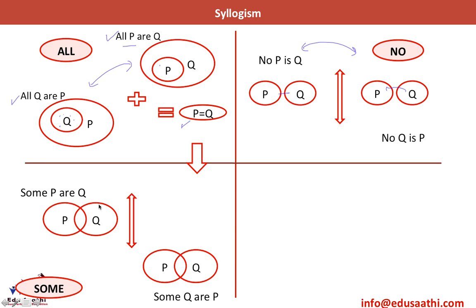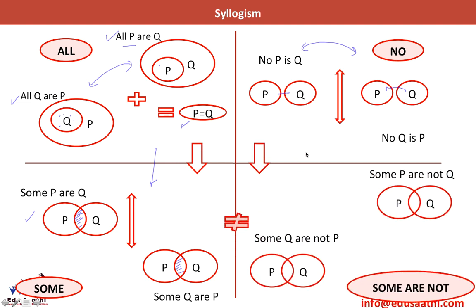Some P are Q. As I mentioned earlier, this is the diagram which we will generally use. Some P are Q means that this small amount of P also lies in Q, and some Q are P means that here some amount of Q also lies in P. Now this is a particular case for the positive one. The last case, some Q are not P. Again, I have this set, some Q which are not P, and some P are not Q. Again, I have these P which are not Q.